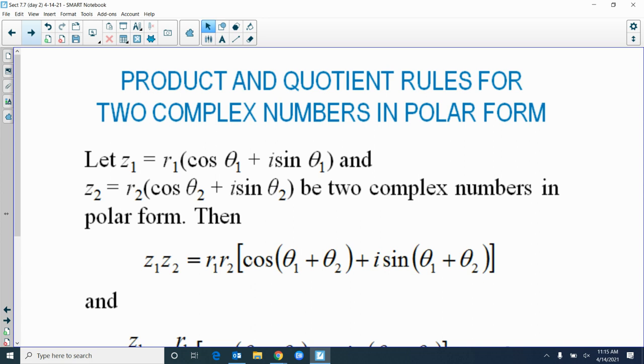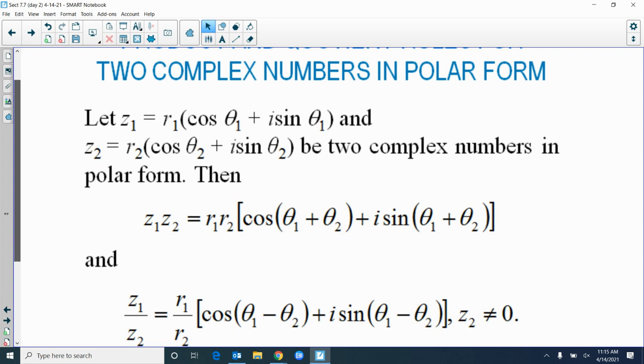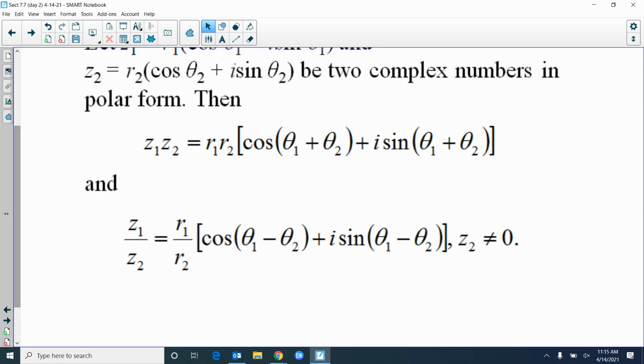So, product and quotient rules for two complex numbers in polar form. Let Z1 be R1 cosine theta 1 plus i sine theta 1, and then Z2. Here are our rules for multiplying, and then here are the rules for dividing.